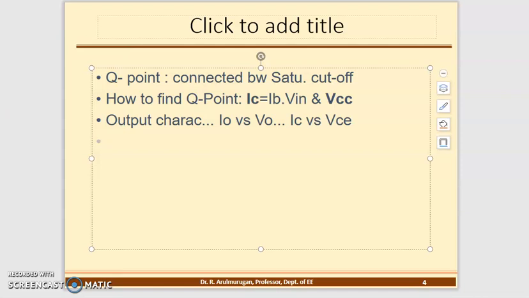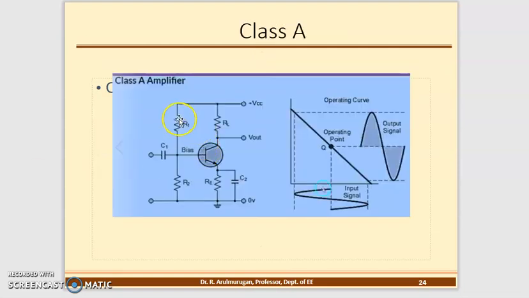And then class A. What is the class A configuration? This is a class A configuration. On the input side, the base side, you are using 2 resistances for bias, and on the collector side you are using a load resistance. On the emitter side you are using a bypass capacitor. So this is about the input and output of the waveform. From the Q point you extract it. That's all.